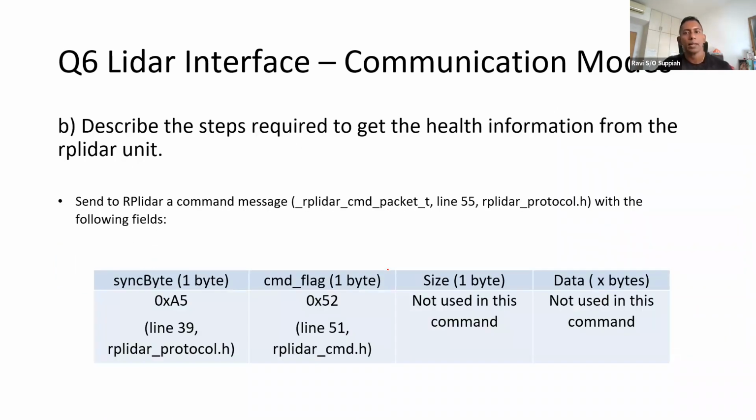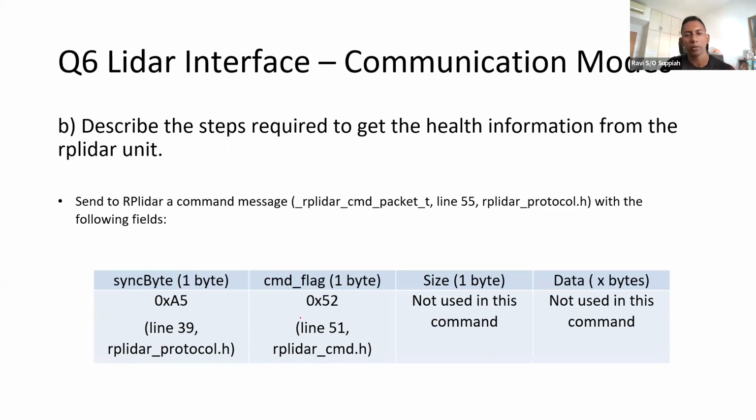The other example here is getting the health information. The health information tells us whether your LIDAR is actually functioning healthily. If it detects any error, something to do with the sensor, the motor, or whatever, it will be able to send this information back to us, and then we can know that something is not quite right.